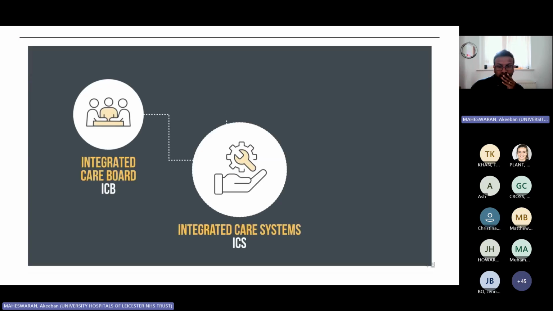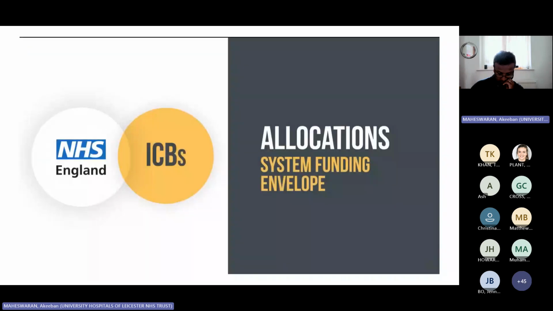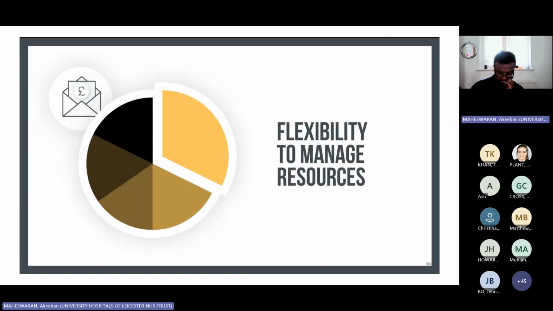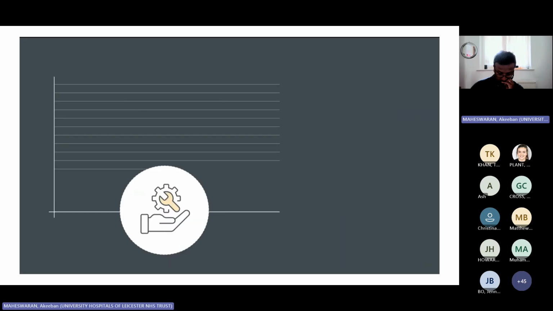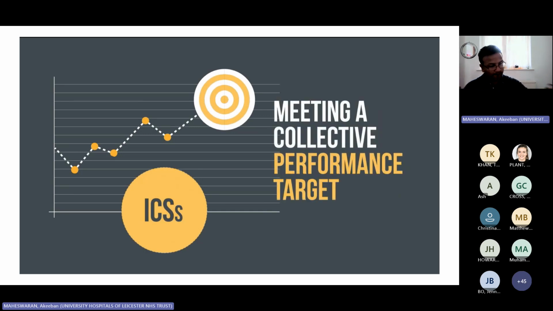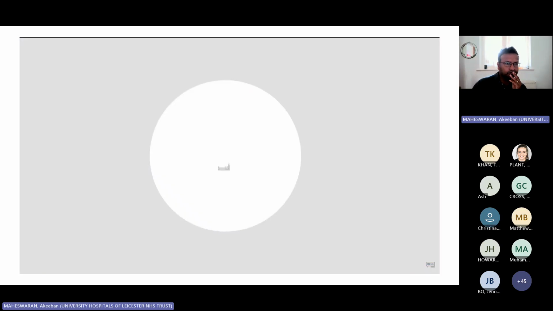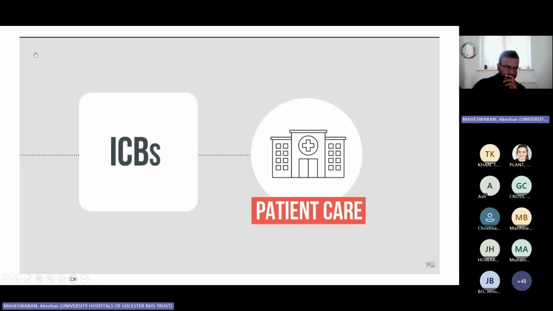The Health and Care Act has seen a shift to more strategic commissioning and a more collaborative approach to planning care. Allocations are made from NHS England to ICBs as a system funding envelope. ICBs will have the flexibility to manage resources within this envelope to deliver agreed local priorities. ICBs will agree on contracts with providers, with increases expected to be based on aligned payments and incentive basis. Organisations within ICSs have to adopt and adhere to a shared control total, which in effect binds them to meeting a collective target for financial performance. So, in summary, money flows from Parliament via the Department of Health to NHS England, and for the most part, via integrated care boards to the organisations that provide patient care.